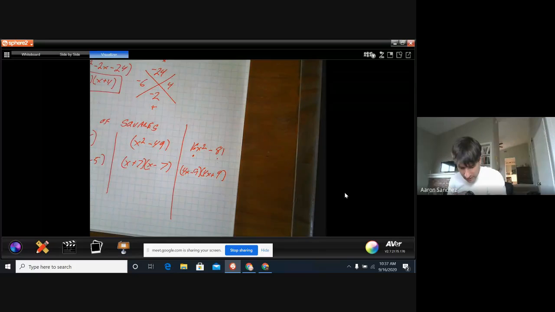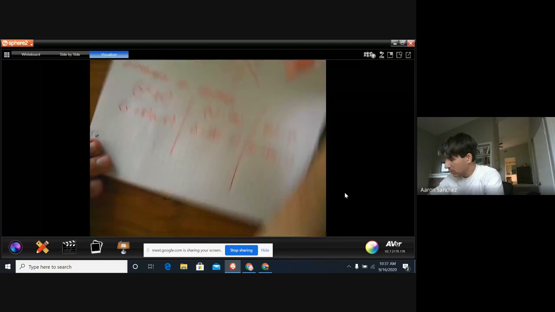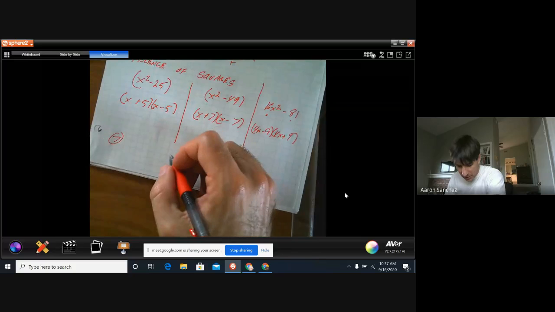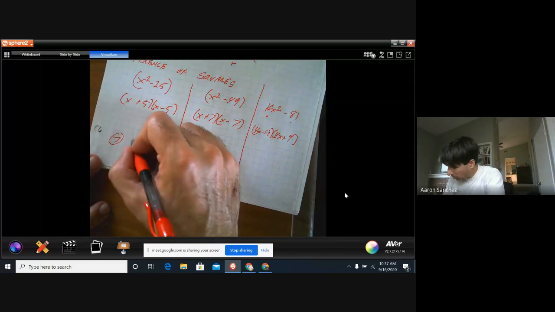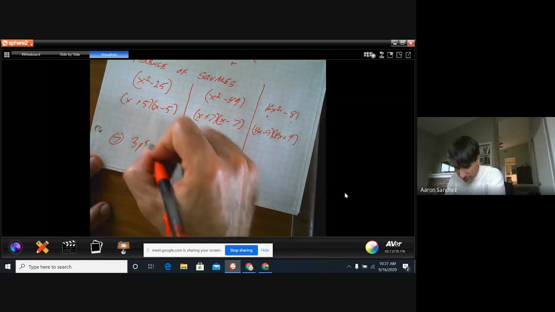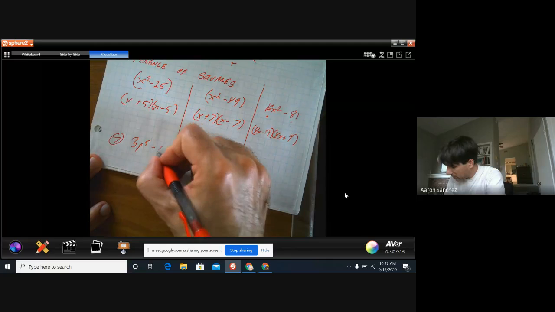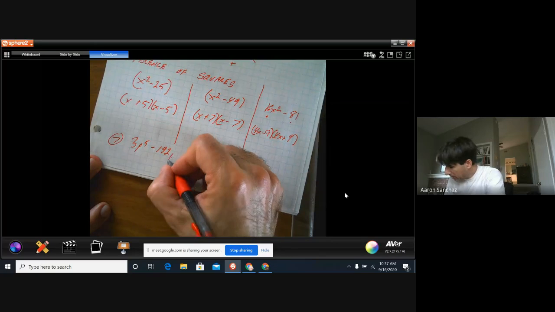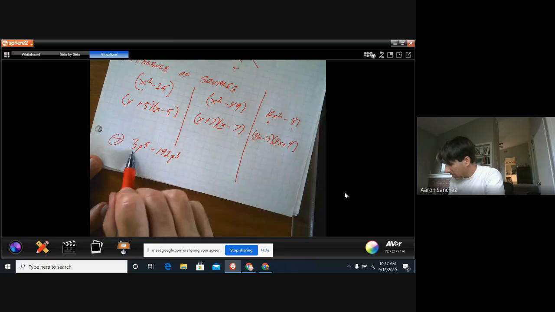So looking at 7, even though I told you every other odd, I'm still going to do 7 because it has a difference of squares on it. Let's do 7, which I have here. You can write this down. 3p to the 5th minus 192p cubed. I'm going fast because I'm assuming you guys know how to do this. Greatest common factor first.